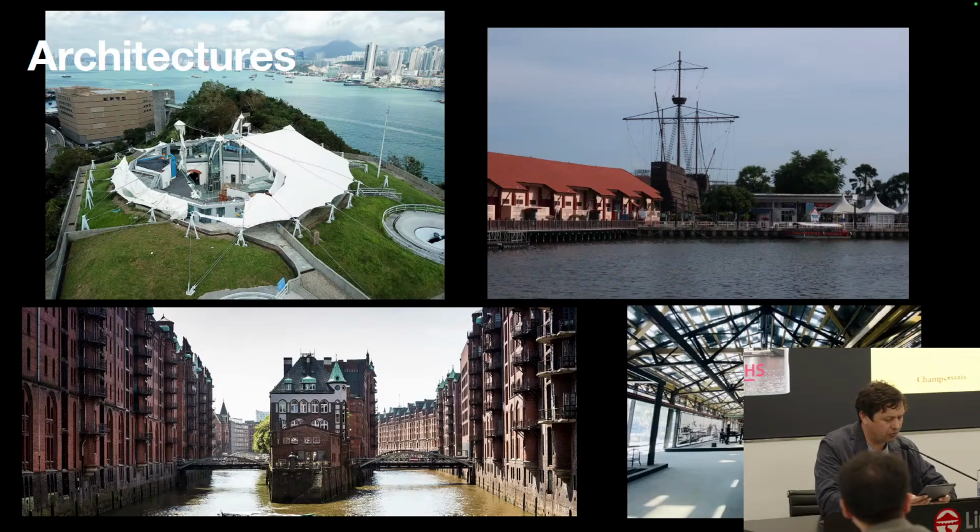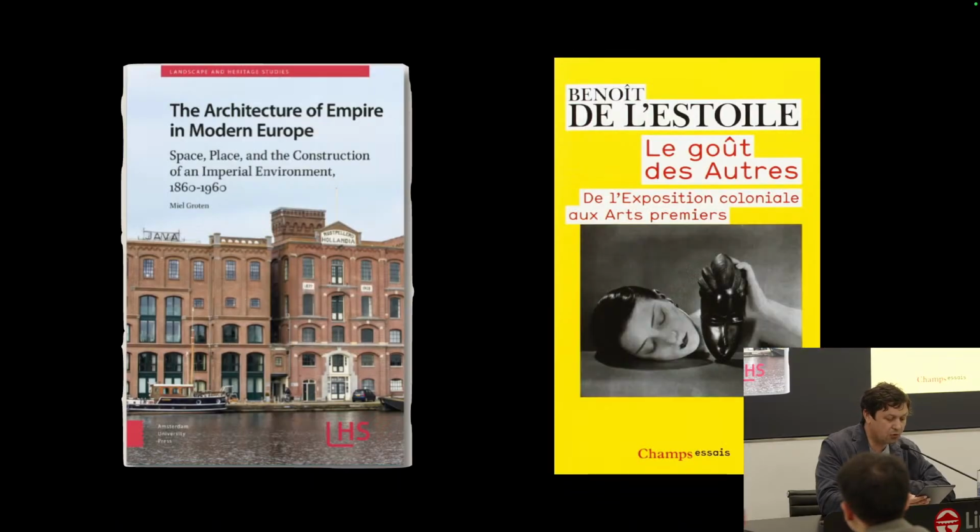On a side note on this question of architecture, there's a recent, very interesting publication by Mel Groten, who explores the presence of empire in European cities. It really focuses on Europe, but it's a really interesting point how factories, offices of shipping companies, but also ships, besides the goods that were transported, also introduced an otherness to the European population. And so it looks in particular at the architecture.